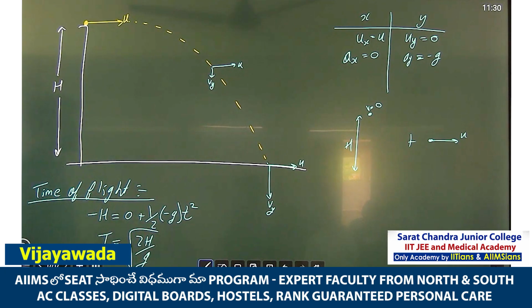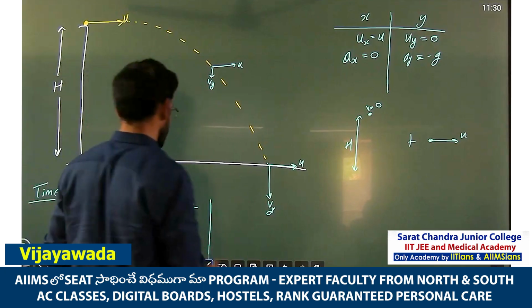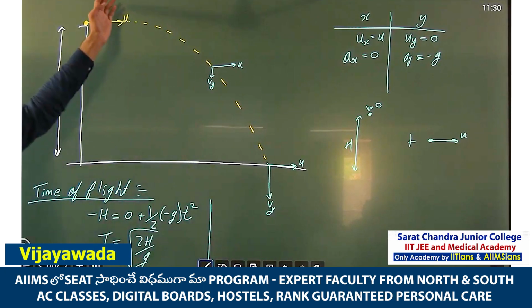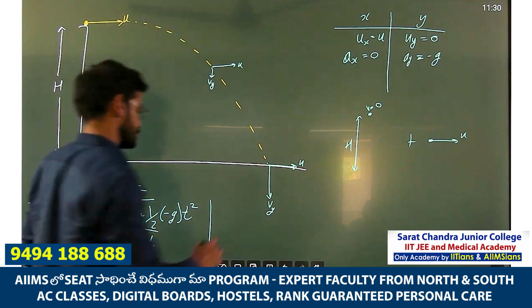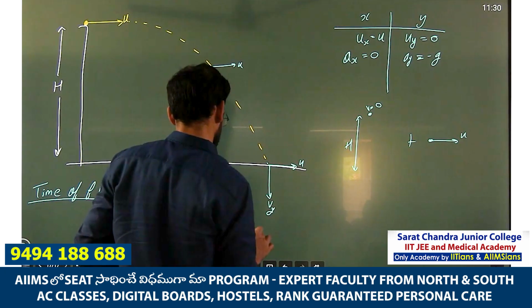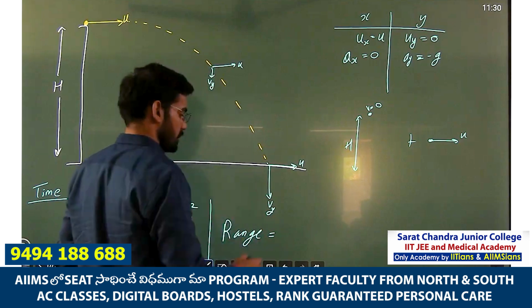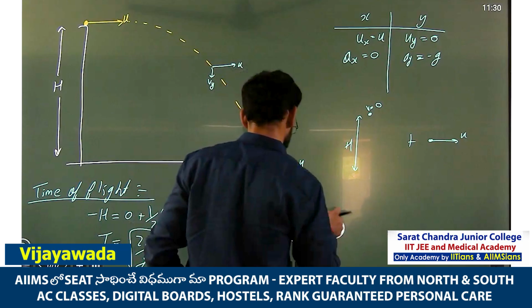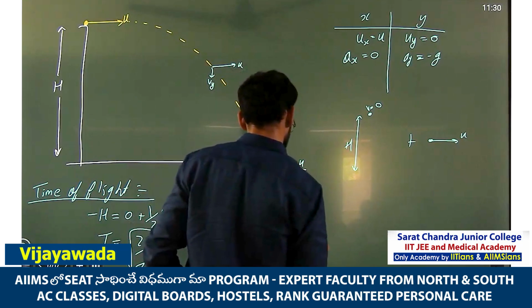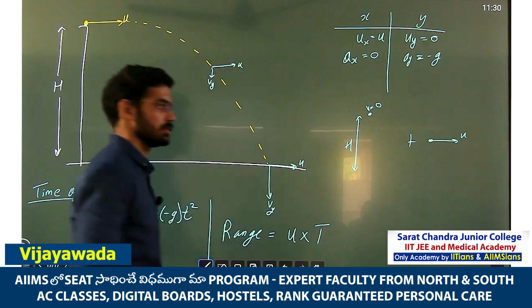Next is the maximum height. Above this he is not going, below it only. So h is the maximum height. Range: horizontal velocity, that is u, into time. This is capital T, so range is horizontal velocity into time of flight.